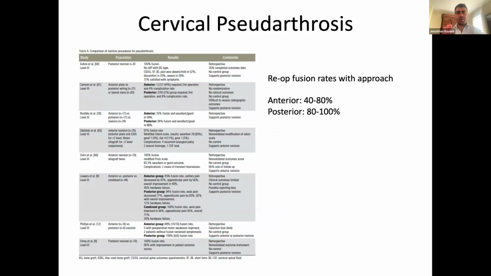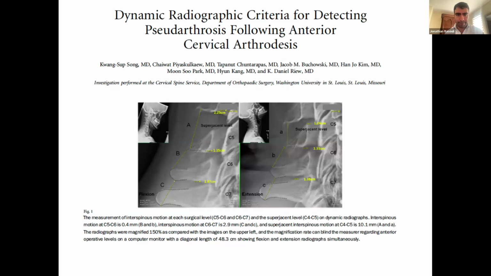And in terms of the fusion rates, right? If you have an anterior cervical pseudoarthrosis, the question is, should I just go back in there, take the graft out, put a new one in there? Generally, the answer is no. The fusion rates with a revision case are higher going posterior. So if you have an anterior pseudoarthrosis, it's generally better to go posterior. You're more likely to get a fusion that way.